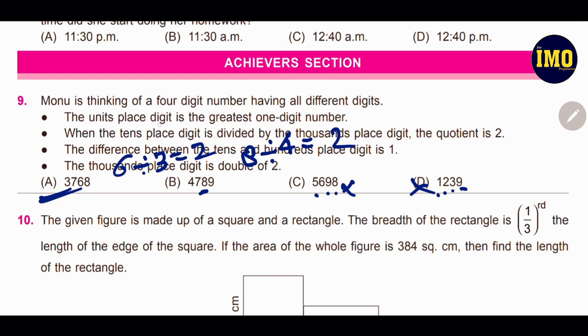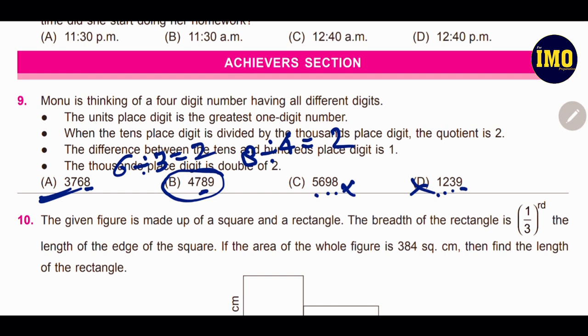Now, the unit place digit is the greatest one-digit number. The greatest one-digit number is now 9. So there is a lot of confusion in this question. Be careful when you solve, because these two numbers are just like the same. For example, the greatest number here is also 8, because among 3, 7, 6, 8, 8 is the greatest one. In 4, 7, 8, 9, 9 is the greatest one.